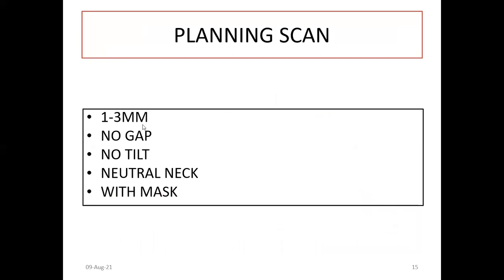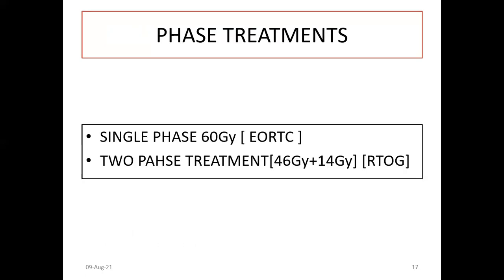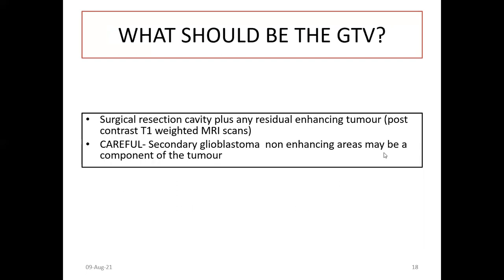The planning scan should be a CT scan with 1 to 3 mm, no gap, no tilt, neutral neck with mask and contrast scan. Planning scan MRI should be 1 mm, no gap, no tilt, neutral neck, 512 matrix, full FOV, vertex to C5. CT and MR should be done with a minimal time gap. Both CT and MR need contrast scan. PET or MET PET may be useful in the context of re-radiation, and you need an FSPGR or MPRAGE 3D contrast sequence. If you want to plan, the single phase treatment is EORTC, two phase treatment is the RTOG. So what should be our GTV?